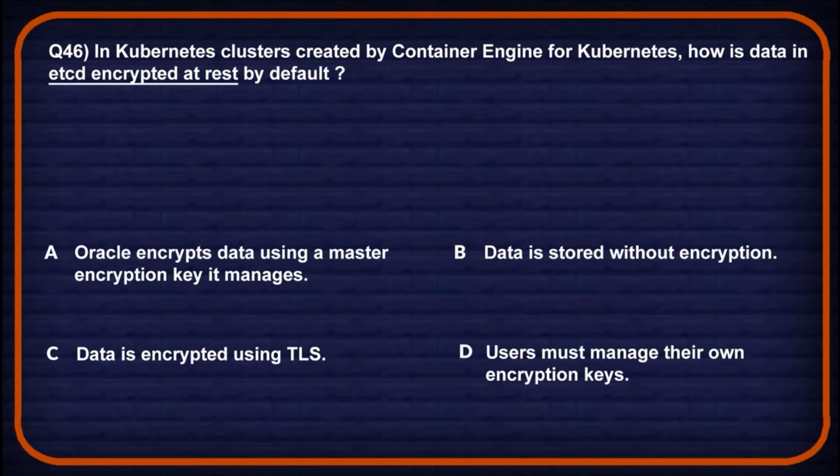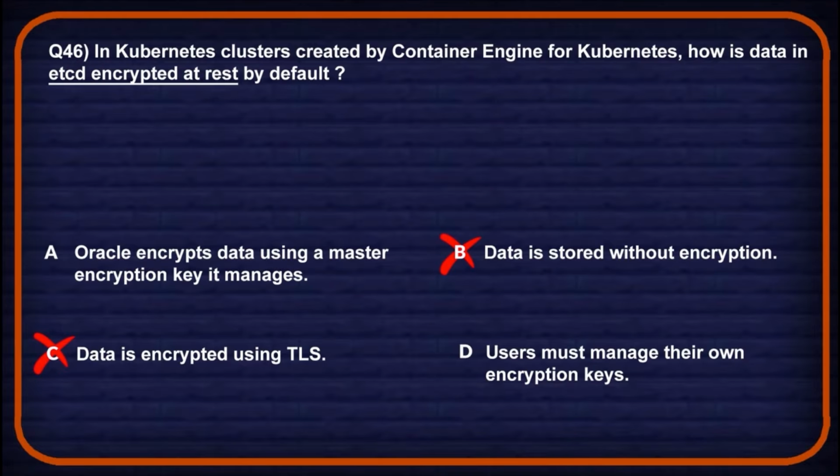Moving on to option number B. Data is stored without encryption. OCI encrypts block volumes by default, including etcd data, using Oracle-managed encryption. So option B is not a good answer. Moving on to option number C. Data is encrypted using TLS. TLS encrypts data in transit, not at rest. So option C, again a wrong choice.